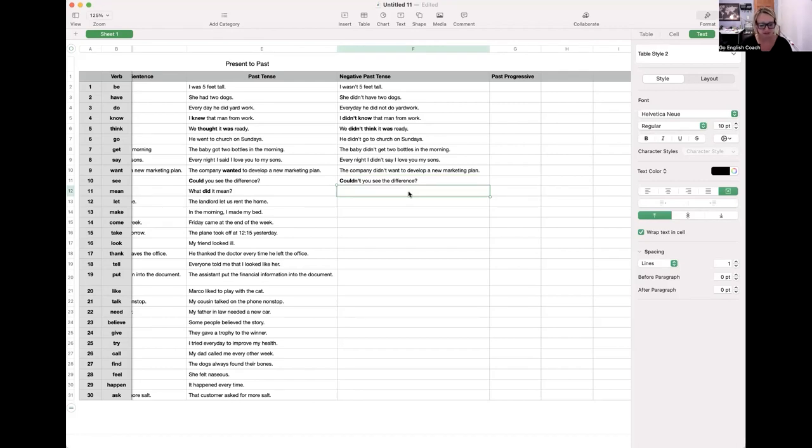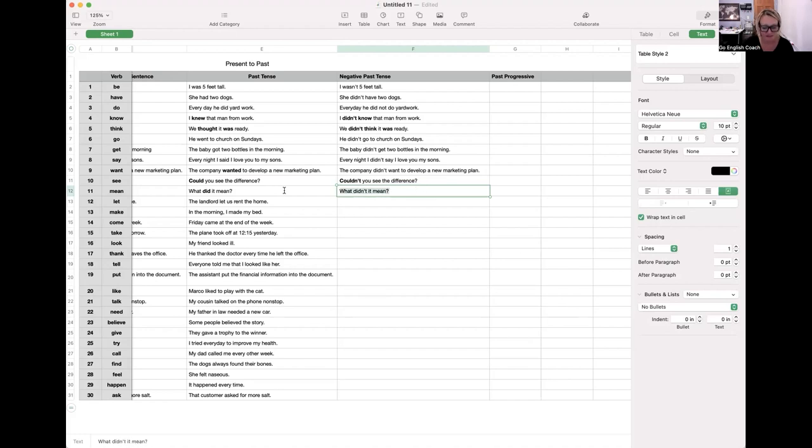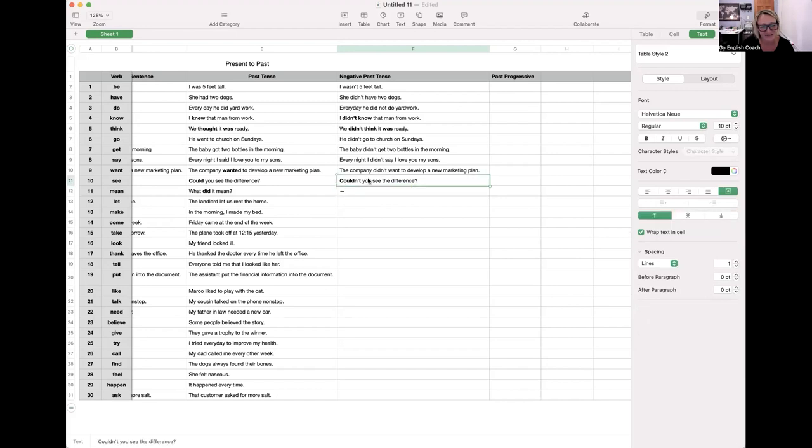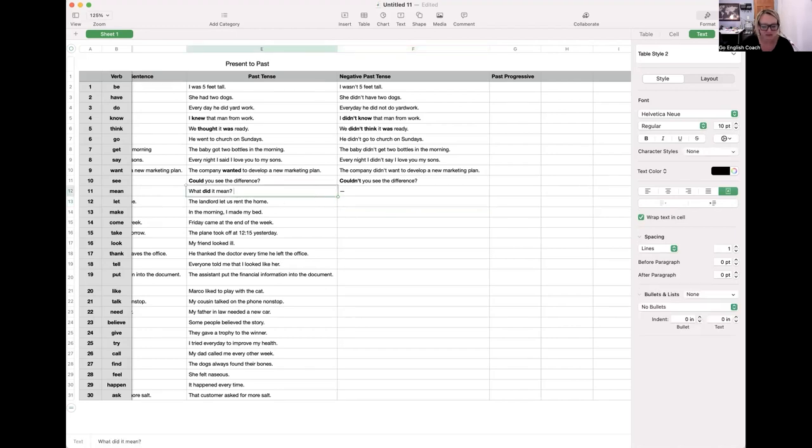Okay, what did it mean? I mean, this is an okay sentence. I'd rather just leave it because it doesn't really make sense to say, what didn't it mean? It's like this one, where it doesn't really change the meaning. So you really would say, what did it mean? Yeah. I mean, if we wanted to create another sentence here, we could just go like, what did it mean?